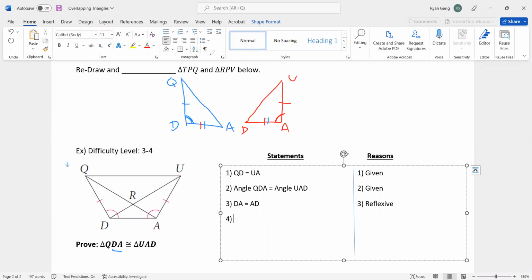Now I can say that the two triangles are congruent. Triangle QDA is congruent to triangle UAD. Why? Hopefully you're catching that now. Side angle side. And we've proven what we tried to prove. We're done. This one was a level 3 to 4. This is what you should be able to do on the test. Okay. Now, I am going to show you how it can take a pretty drastic turn to the more difficult here in a second.